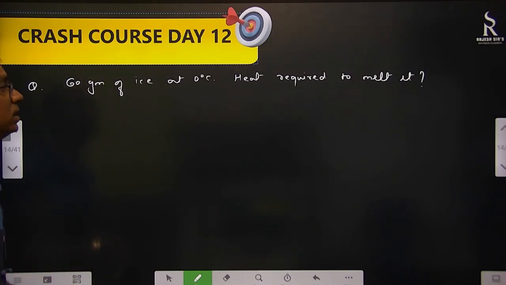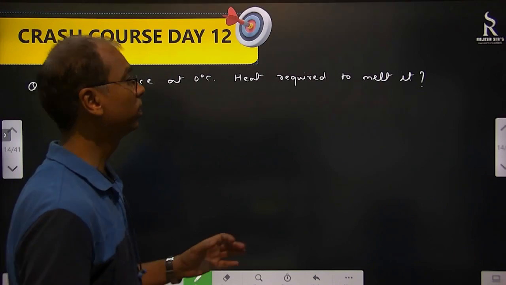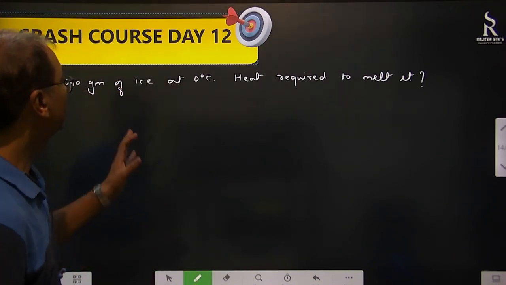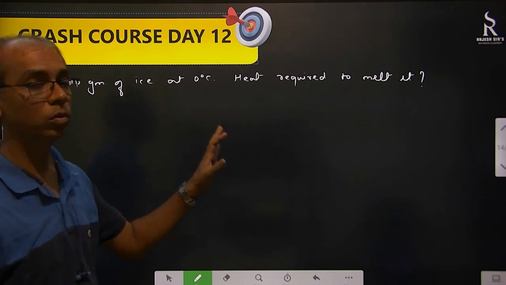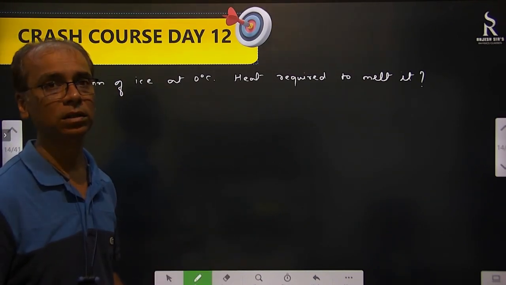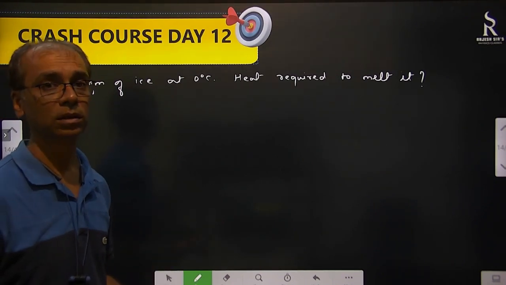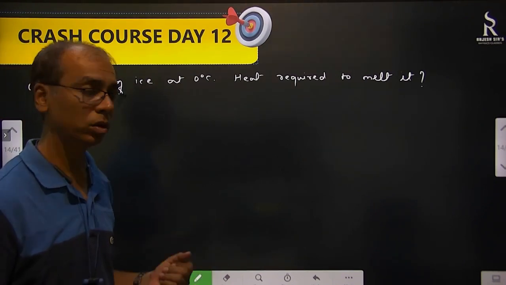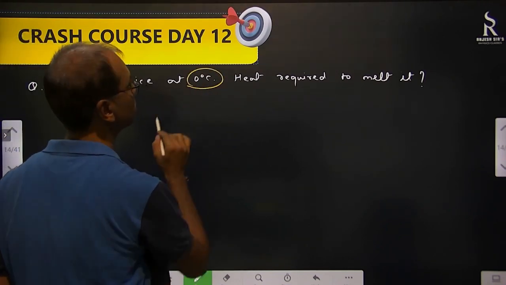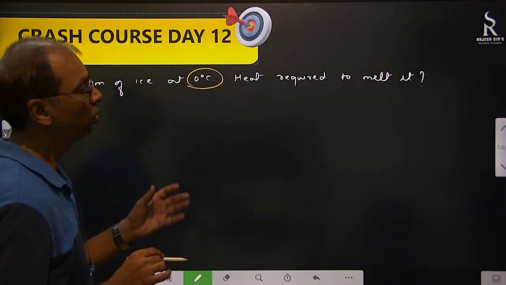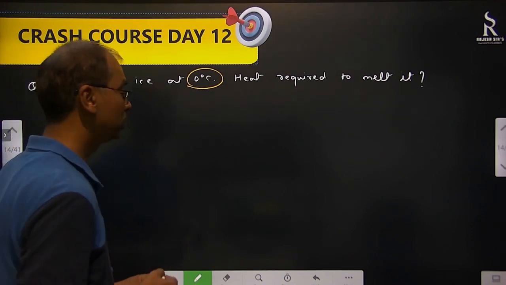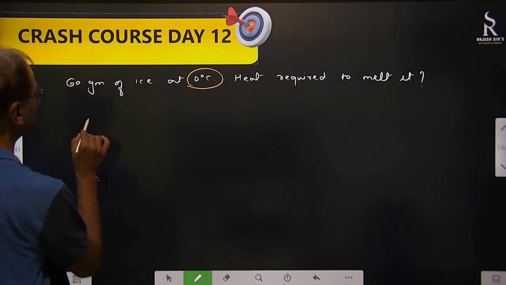60 gram of ice at 0 degree centigrade, heat required to melt it. Now, in this one clearly mentioned that you want to melt ice into water. That means you want to change the phase. When you want to change the phase, latent heat is involved. Now, ice is at what temperature? 0 degree centigrade. And you want to melt it. Melting happens at what temperature? 0.